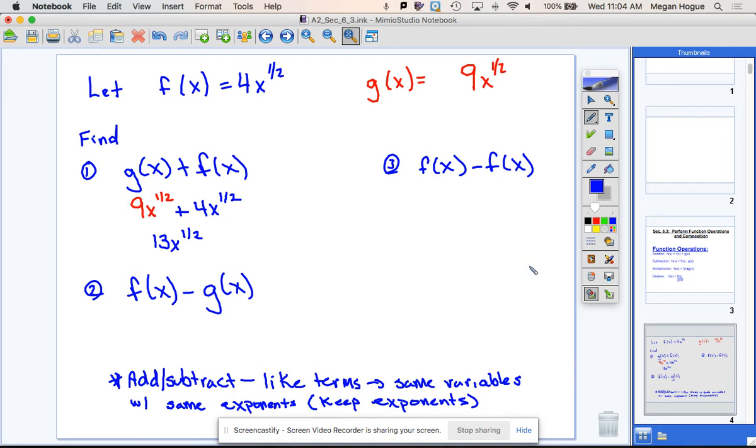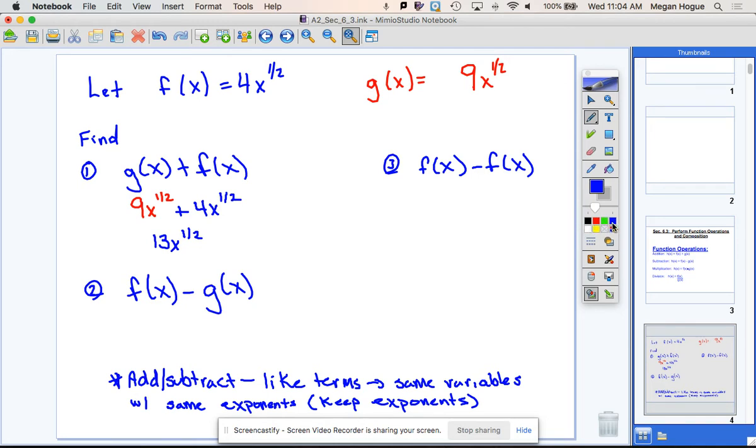And then we'll go on and we'll do the second one. We're going to do f of x minus g of x. So again, I plug in. And again, on your homework, you're going to put this part down. You're going to put f of x minus g of x. Don't plug in right away. Write the problem down. So write down f of x minus g of x.